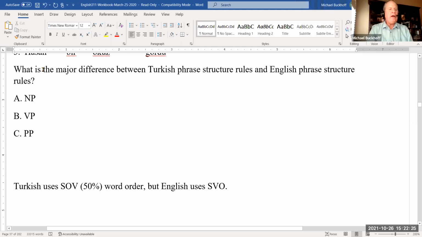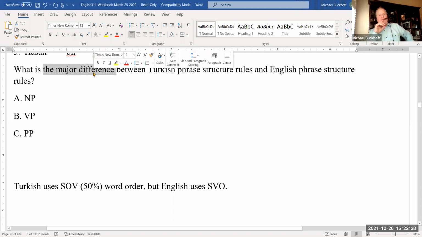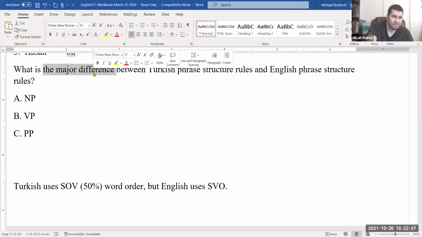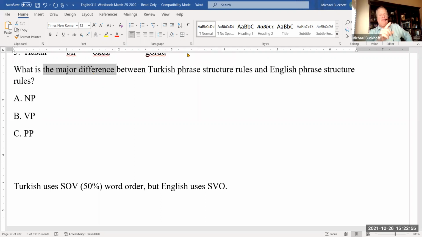Okay, so if I underline the major difference, is that A, B, or C? Is it a noun phrase? Is it a verb phrase? A prepositional phrase? Prepositional? Nope. There's no preposition anywhere in what I've highlighted there. The major difference. Determiner, adjective, noun. Say again. Noun phrase. Yes, that's right.